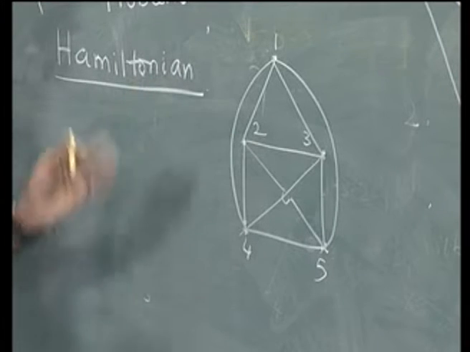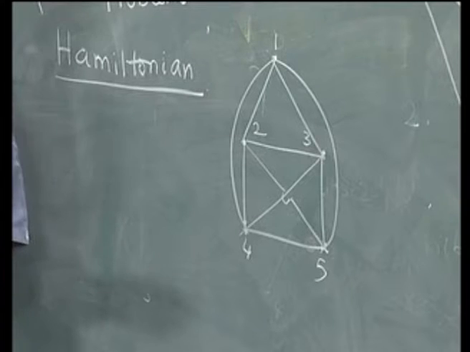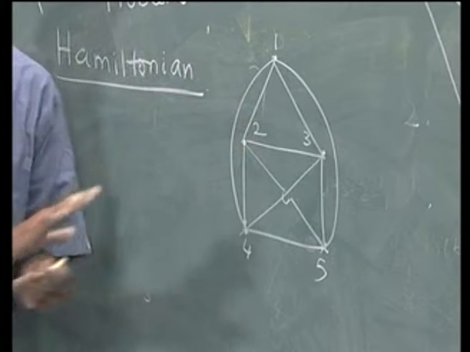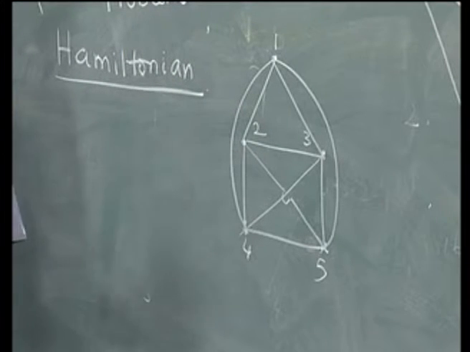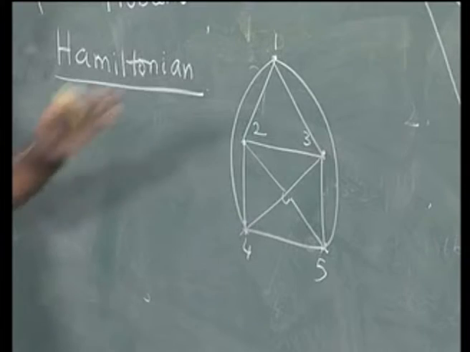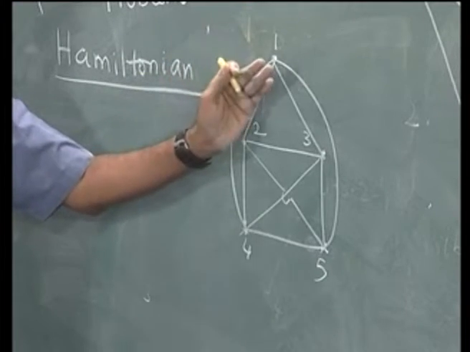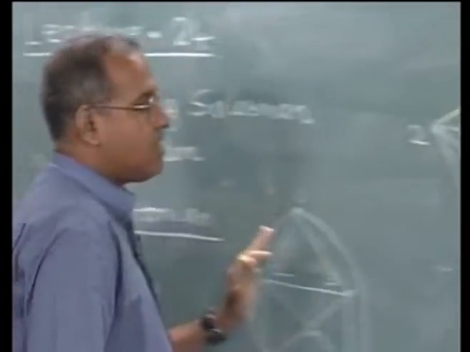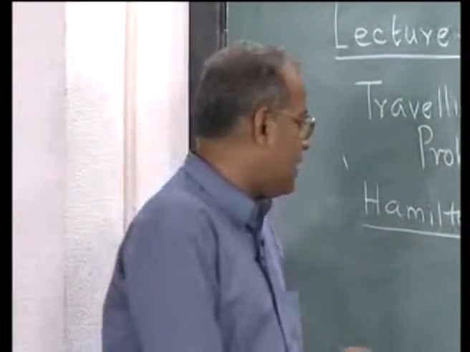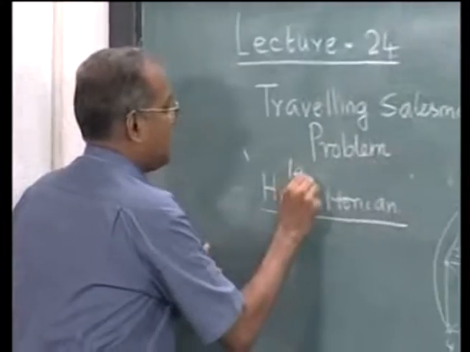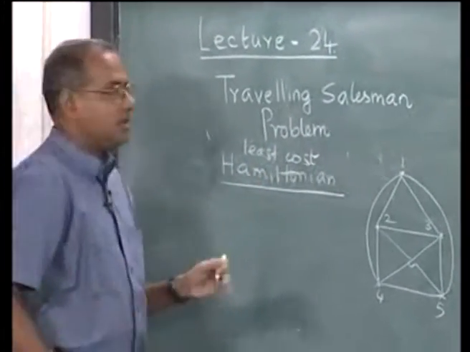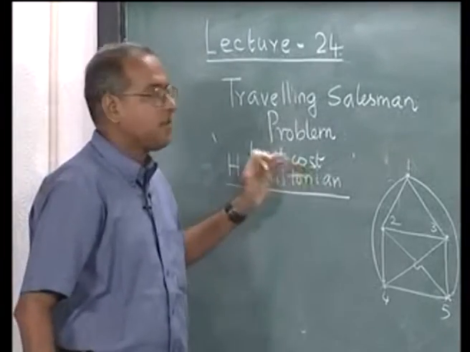In such a case, the decision problem moves on to an optimization problem, where we try to find out, given this graph is Hamiltonian and it has more than one Hamiltonian circuit, now can we find the least cost Hamiltonian circuit? Now, that leads us to the travelling salesman problem, wherein we find out the least cost Hamiltonian circuit in a given graph, knowing that that graph is Hamiltonian.